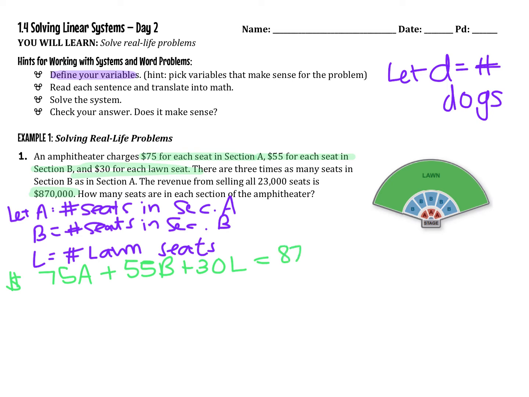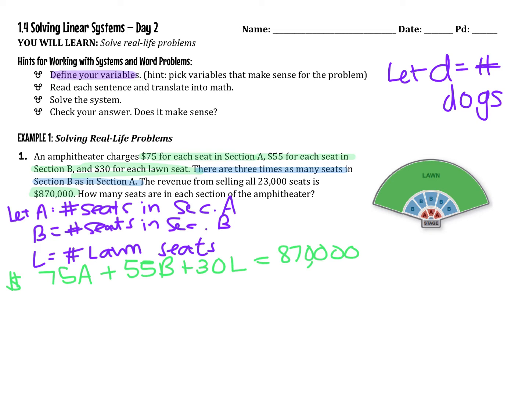So everything in this equation deals with money, my money equation. The next thing that I'm going to do is just continue reading in the next sentence. The next sentence says there are 3 times as many seats in section B as there are in section A.